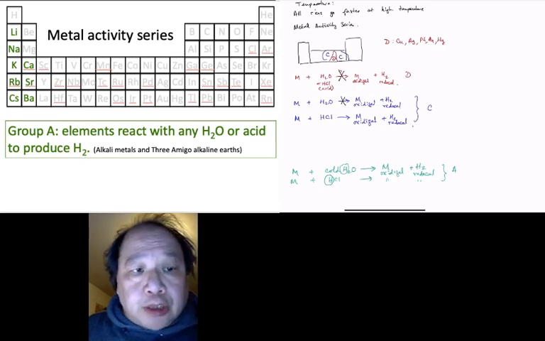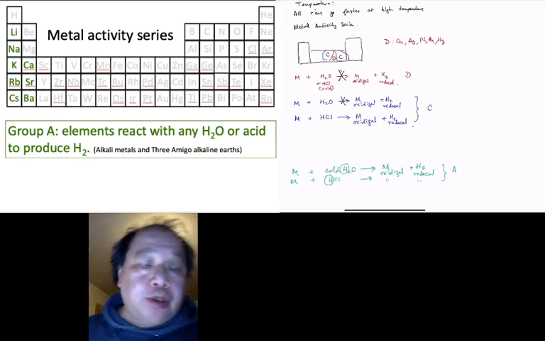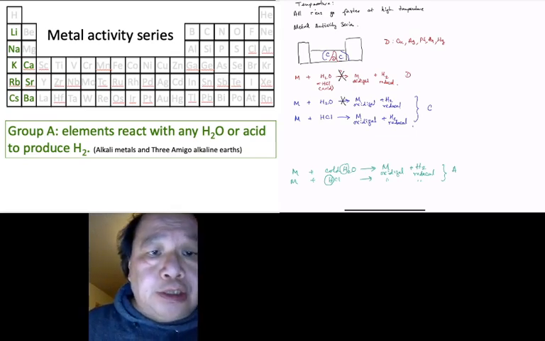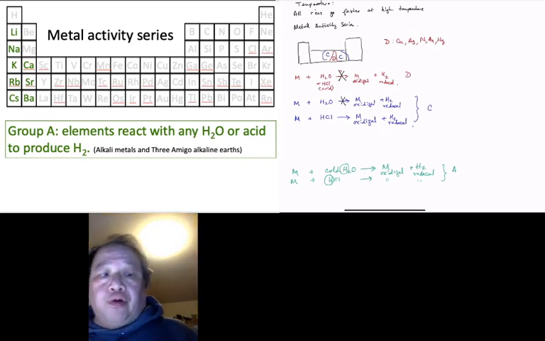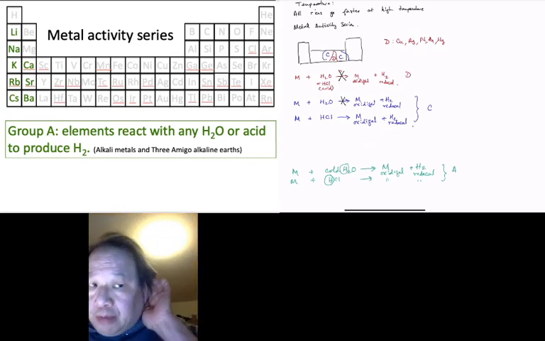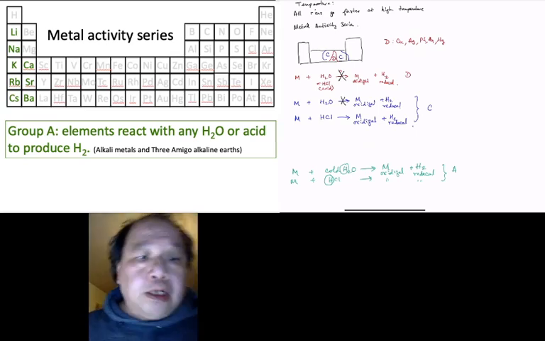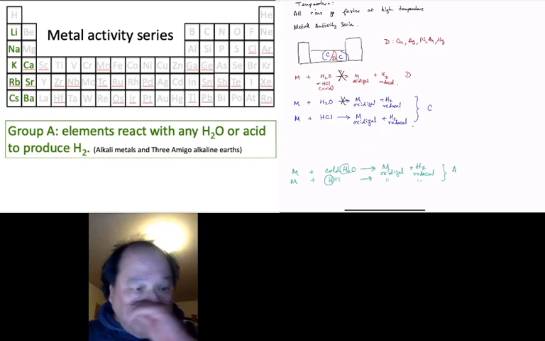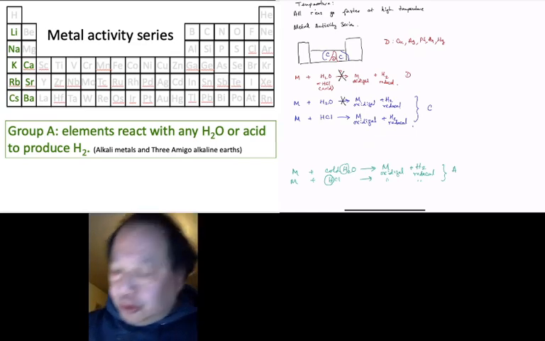And group A are the most electropositive metals. Remember that columns 1 and 2 are in the main group series. So we're looking at distance from fluorine. And the alkali metals are all very far from fluorine. And among the alkaline earths, the 3 alkaline earths that are farthest from fluorine are calcium, strontium, and barium. And it's very often that the heavy alkaline earths react the same way. So I call them the 3 amigos. Group A consists of the alkali metals and the 3 amigo alkaline earths.